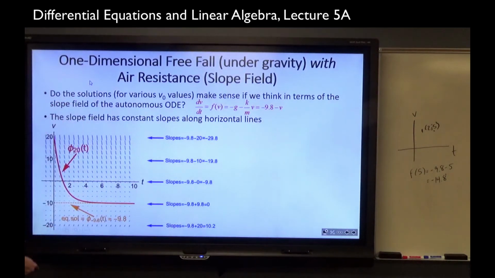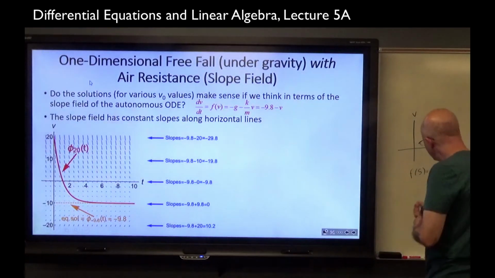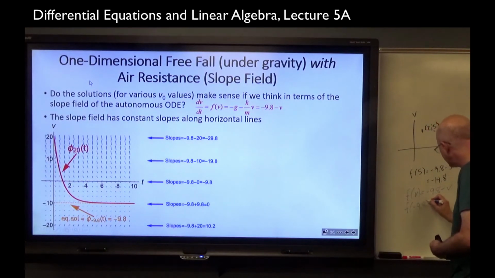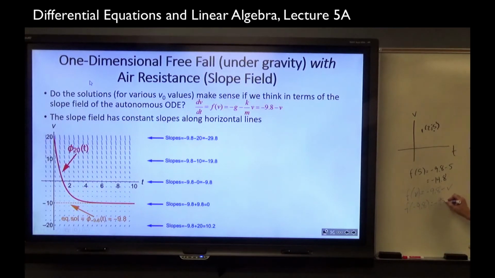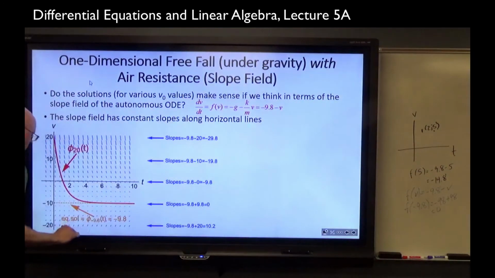Because if you plug in negative 9.8 into this function, you get 0. If f of v is negative 9.8 minus v, if I plug in negative 9.8 into that, I get negative 9.8 minus negative 9.8, which is plus 9.8, which is 0. The slope field has horizontal line segments with a slope of 0 along the horizontal line at v equals negative 9.8. And in fact, that line is what I've called an equilibrium solution. I've mentioned that before. It's a constant function.